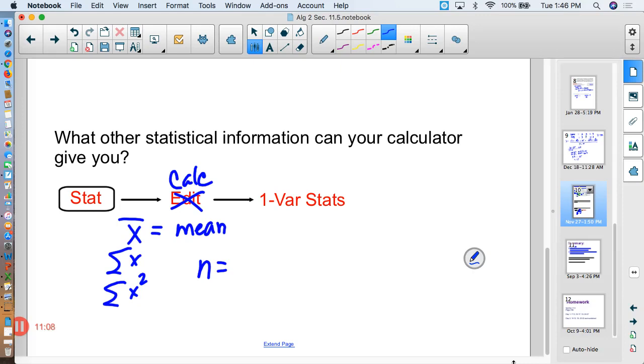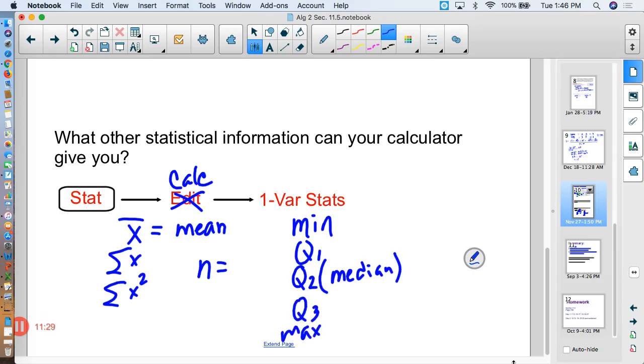What else do you see? Should say minimum, yes. Q1, Q2, which is median. Q3 and max. There's your 5-number summary, right? That's what you would need to make a box and whisker plot.